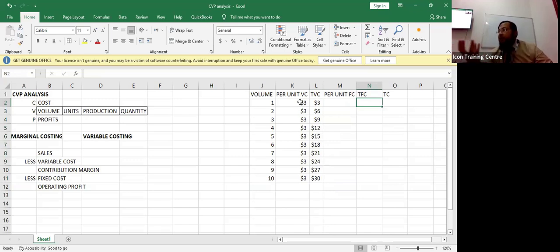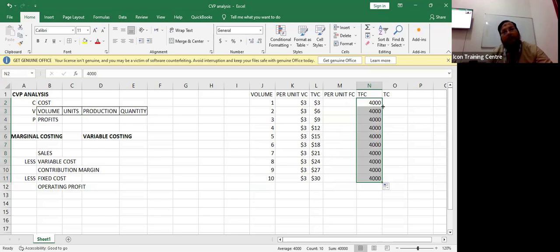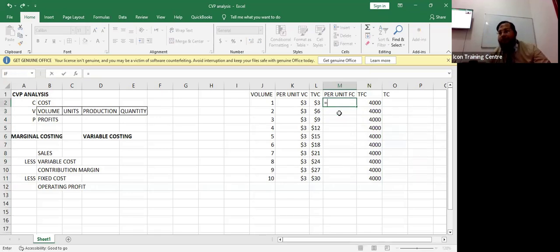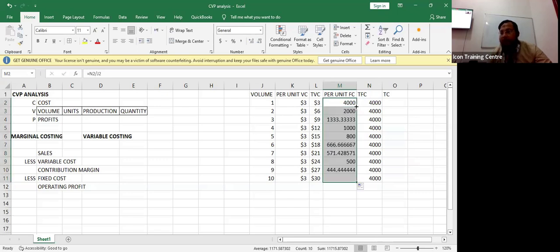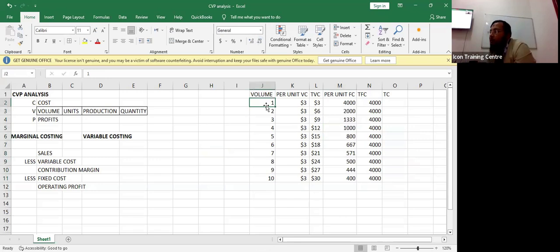Okay. Now total fixed cost always remains the same. Let's suppose you are doing business in a rental building and the rent of the building is 4,000 per month. Whether you produce a single unit, 10 units, or nothing, you have to pay the rent, which is 4,000. But if you produce one single unit, the per unit fixed cost will be like this. It means with every increase in units, your per unit fixed cost is decreasing. If you produce 1 unit, your per unit fixed cost is 4,000. If you produce 2 units, it is 2,000. And if you produce 10 units, it is 400.